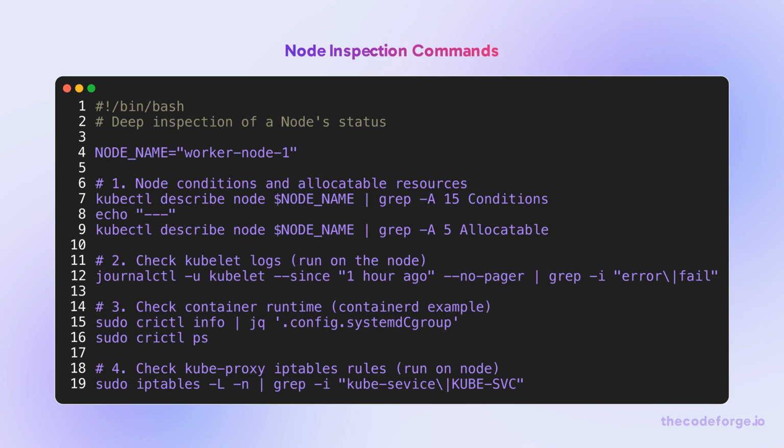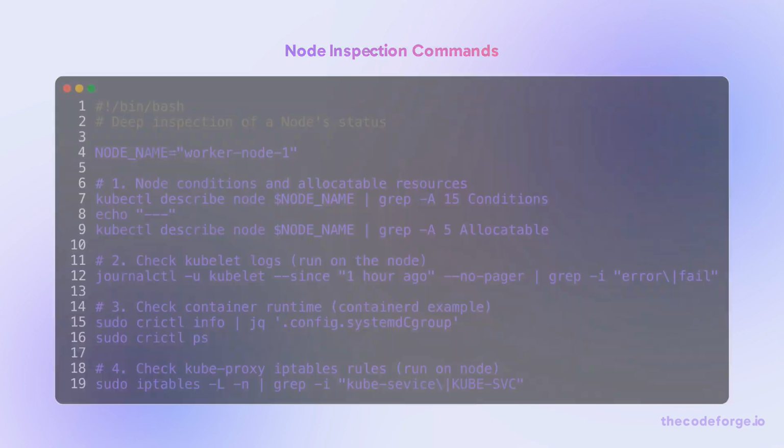Here are commands to deeply inspect a node's status. You can check node conditions, allocatable resources, kubelet logs, container runtime, and kube-proxy iptables rules.